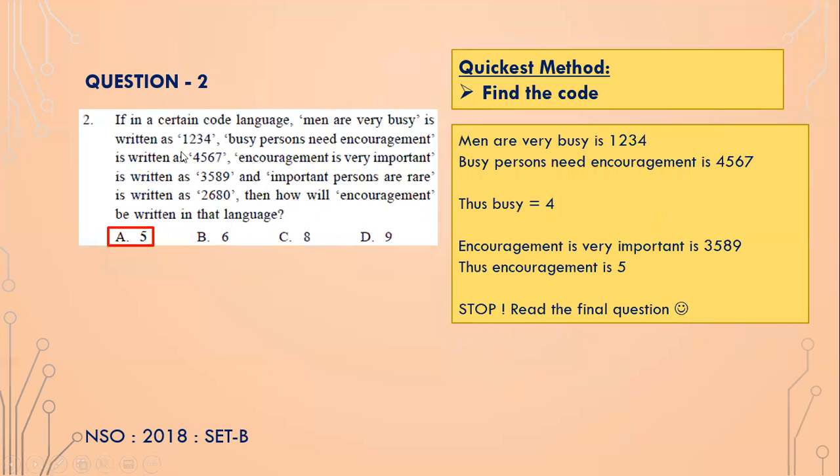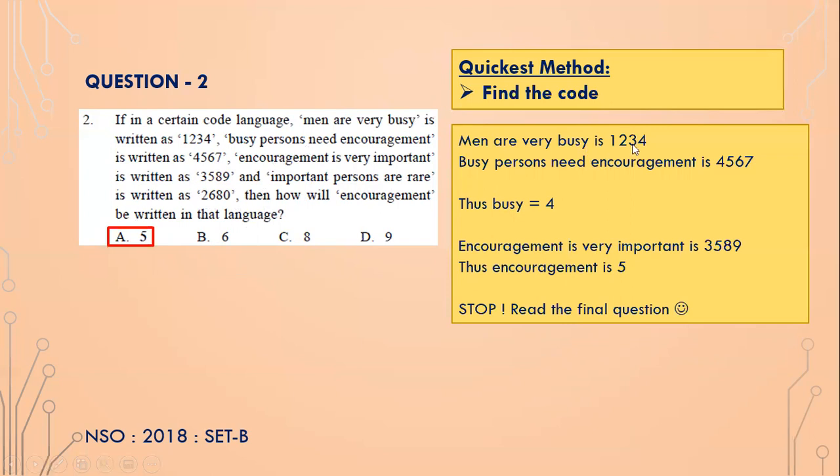If in a certain code language, 'men are very busy' is written as 1, 2, 3, 4; 'busy persons need encouragement' is written as 4, 5, 6, 7; 'encouragement is very important' is written as 3, 5, 8, 9; and 'important persons are rare' is written as 2, 6, 8, 0, how will encouragement be written in that language? So we just have to find encouragement, isn't it?